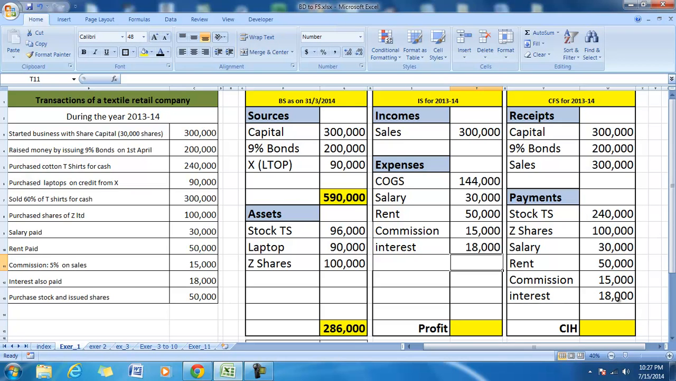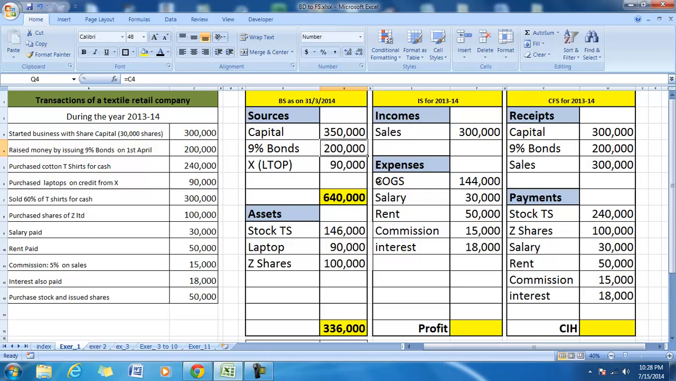Purchase stock and issued shares. So our stock is 96,000 and we purchase stock of 50,000. But the stock has increased. But this increase in the stock to the extent of 50,000 has not resulted in the payment, neither resulted in any creation of a liability, but has resulted in increase in the capital because the shares have been issued.